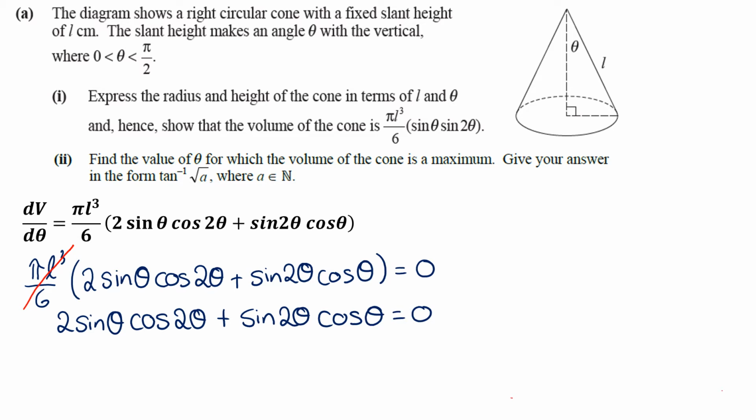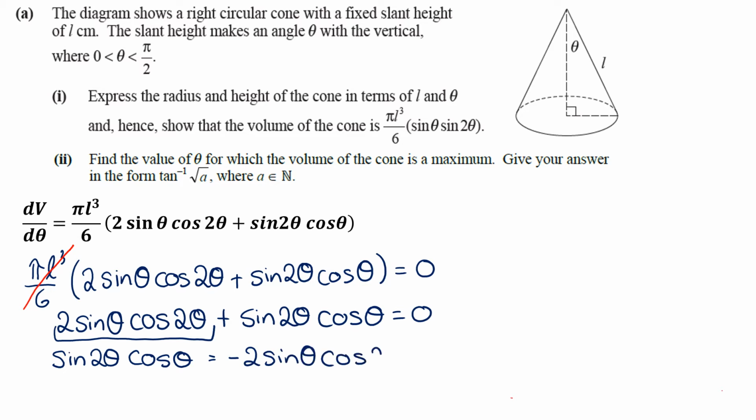Now you can keep them all on this side or you can bring it over to the other side. I think maybe it will be easier to see if we move things across. So I'm going to move over the first term, so this whole piece. So I'm left with sine 2 theta cos theta equals minus 2 sine theta cos 2 theta. And I need to solve for theta.